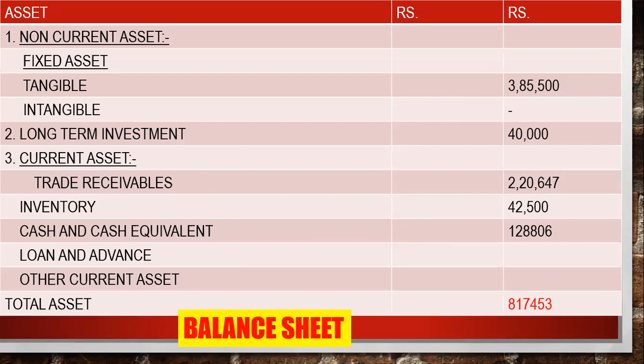Plant and machinery is 1,50,000, and what was the second? Building, how much? 2,50,000. So you will get 4 lakh over here, and what else? Furniture and fixture, how much was it? 45,000. So the total of all three is 4,45,000. From 4,45,000 what do you have to do? Minus 59,500, the depreciation amount. So you will get your net block amount over here. So this is 3,85,500. Clear everyone?